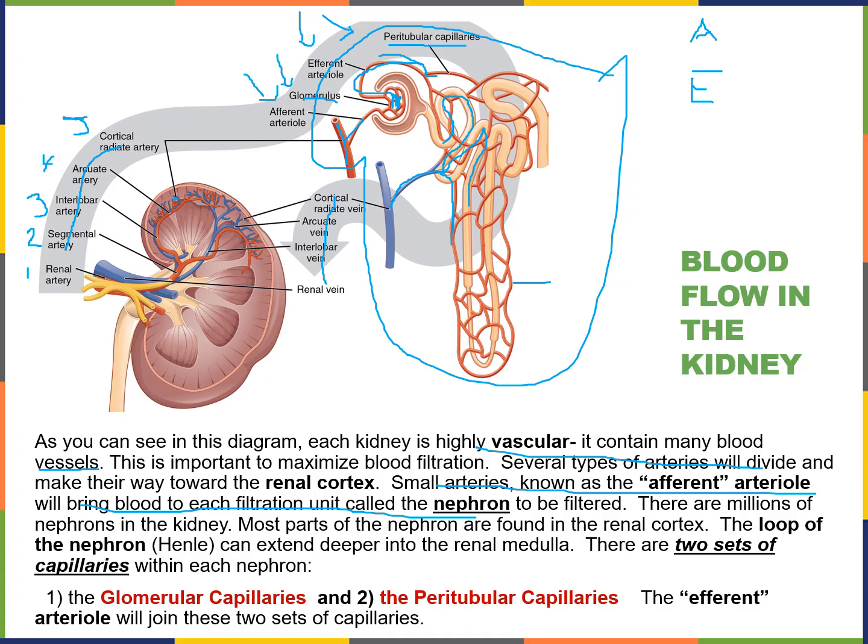So we already said that there are millions of nephrons in the kidney. Most parts of the nephron are found within the renal cortex. Something called the loop of Henle, or the loop of the nephron, can extend deeper into the renal medulla, and there are two sets of capillaries which we just went through. So what is the loop of the nephron?